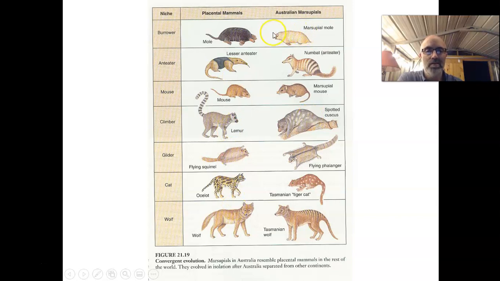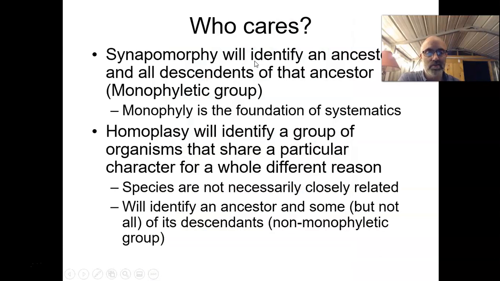And why is that? Is that because the common ancestor of placental moles and marsupial moles had small eyes and short pelage? No, in fact, here's the amazing thing. If you think about it, all of these organisms here are more closely related to each other. So the marsupial mole is more closely related to the Tasmanian wolf than it is to the placental mole. Okay? So we saw this adaptive radiation in Australia. The original marsupial mammal in Australia evolved into all these different niches. Okay? So these are all a great example of homoplasious characters.